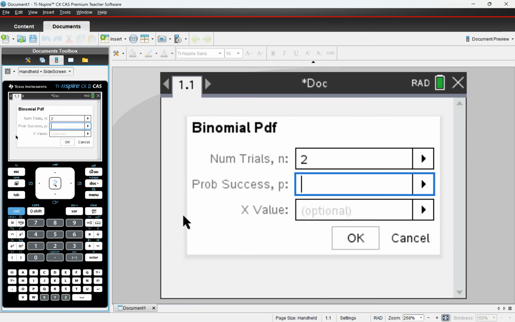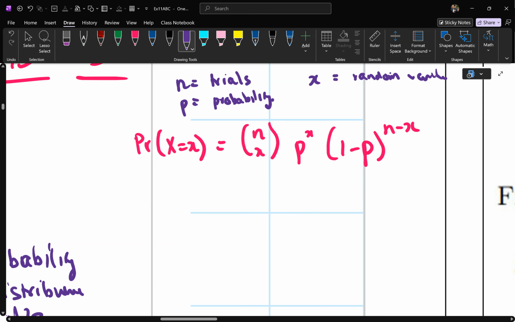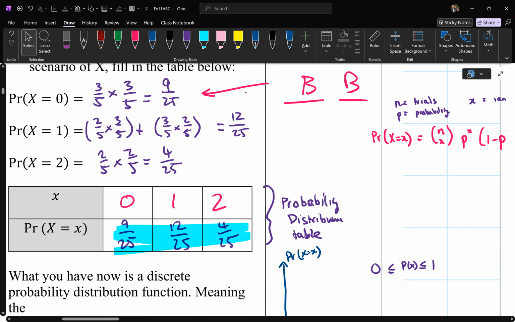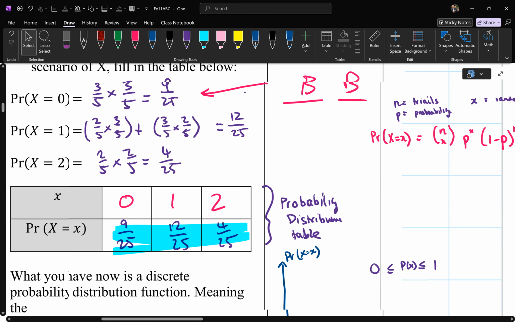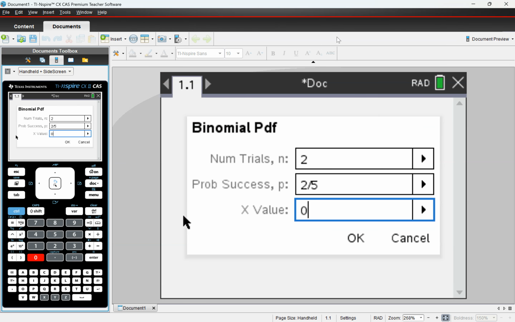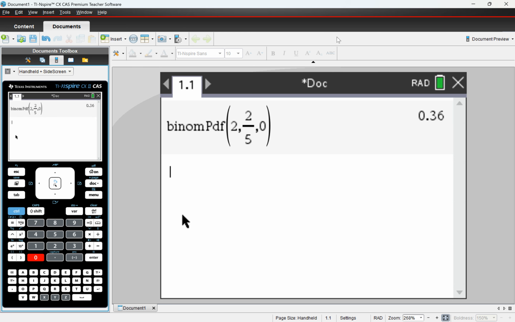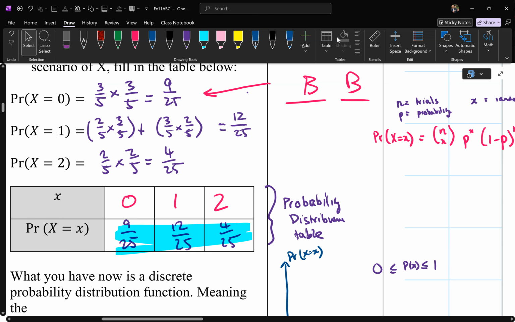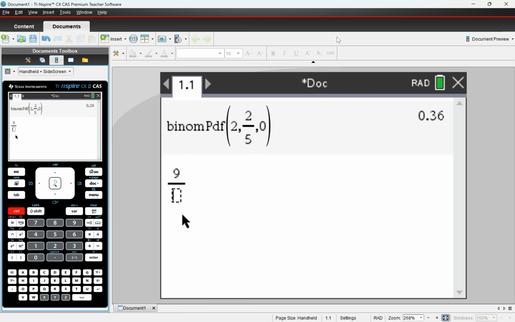So here we go. Probability of success, we said 2 whites out of 5 coins. And how many whites do I want? Well, let's see. So in this table here, if you wanted 0 whites, then x would be 0. See that? 0.36. And we got 9 out of 25 before. 0.36 as well. So same idea.